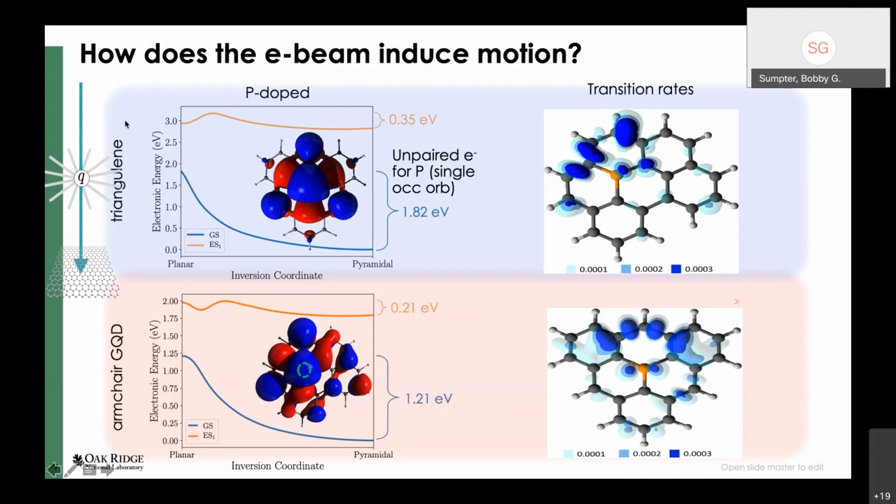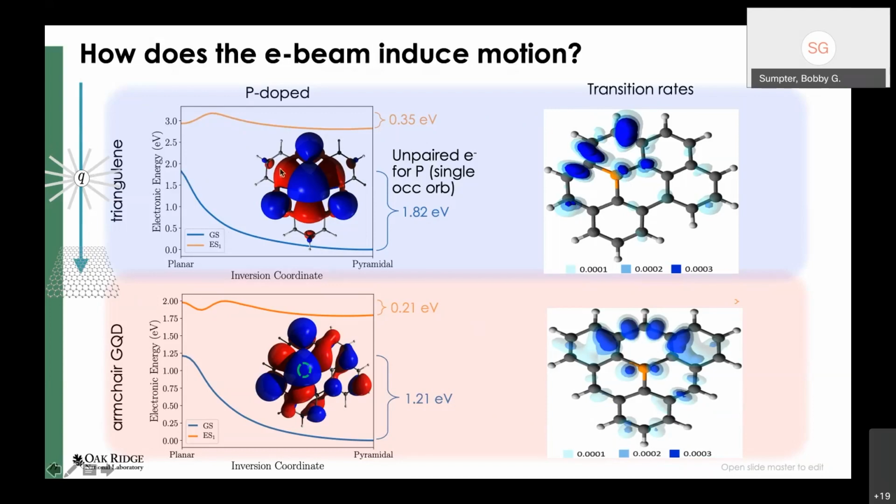Now, if we pass an electron beam through or near that position, that barrier is lowered by an order of magnitude, which means the process can proceed under that excitation and cause that type of motion. And we can map out the barriers and the transition rates as a function of where that electron beam is put, and see where it is best to focus the electron beam in order to, say, move a silicon atom to a particular position in a lattice.